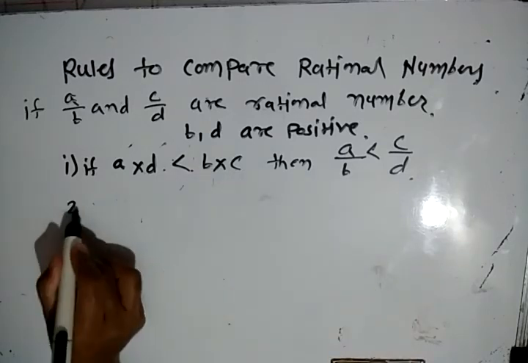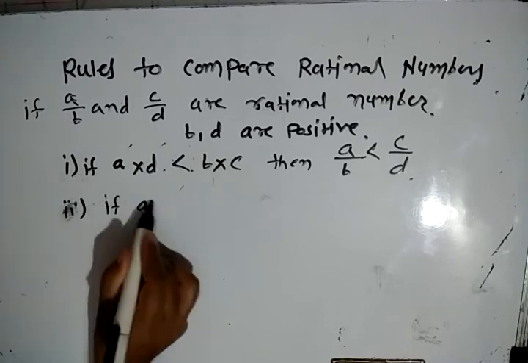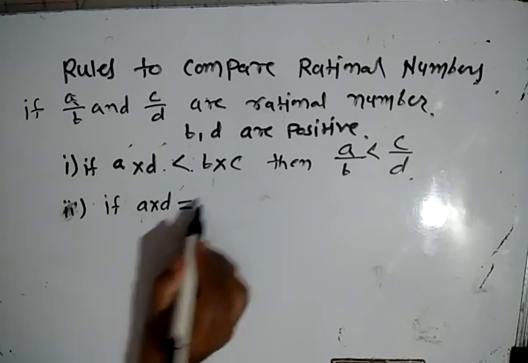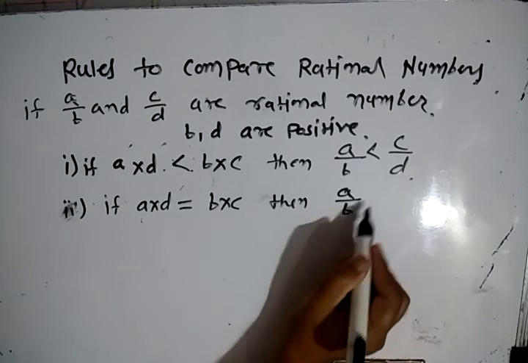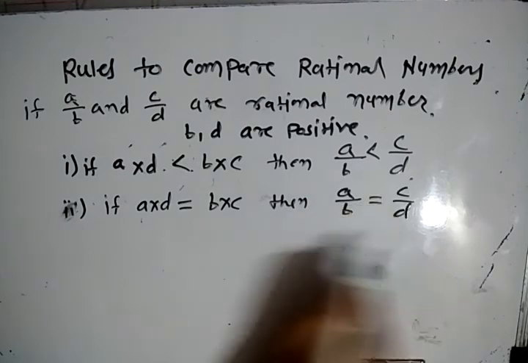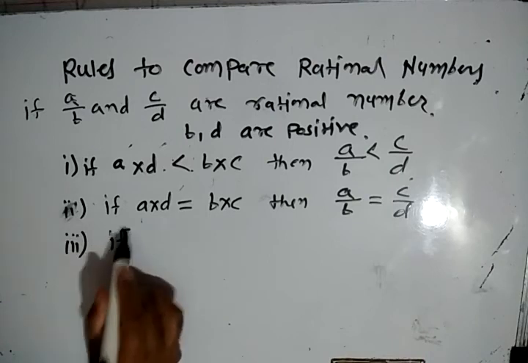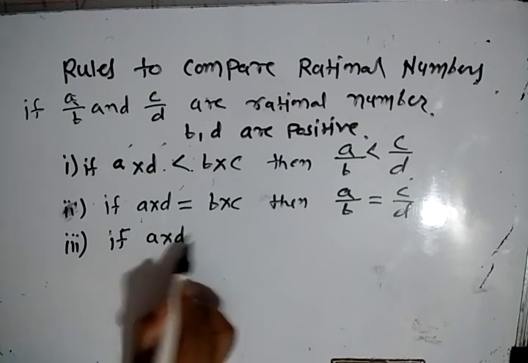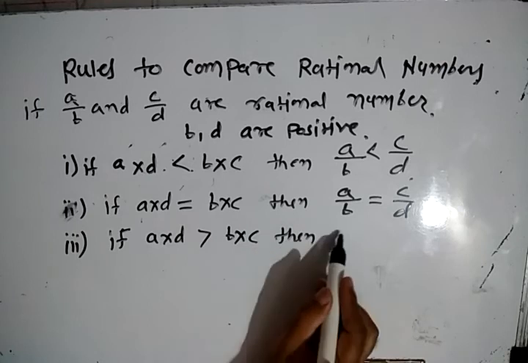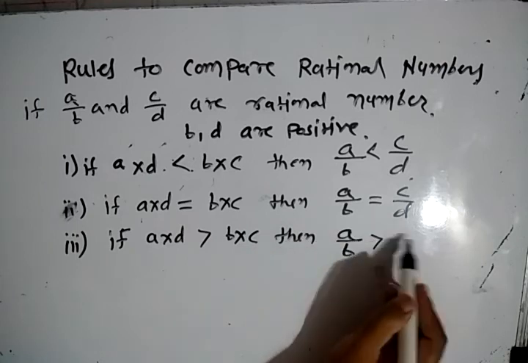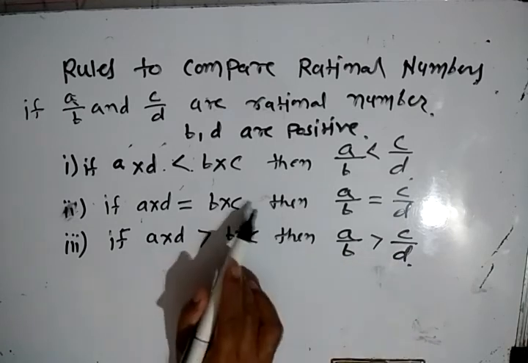The second property: if A into D is equal to B into C, then we can write both the rational numbers are equal. And the third property: if A into D is greater than B into C, then we can write the first rational number is greater than the second rational number. These are the three important properties or rules.